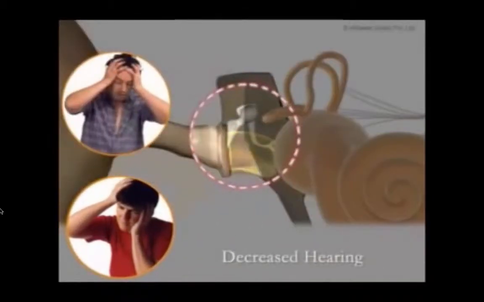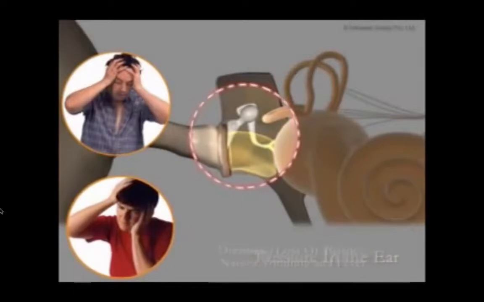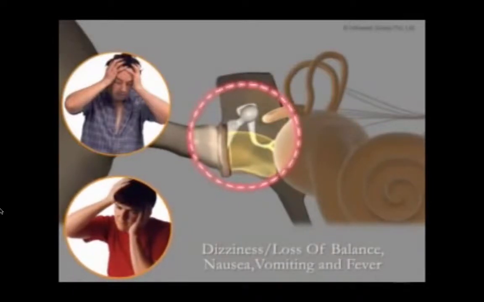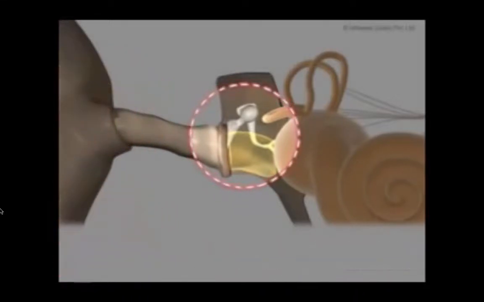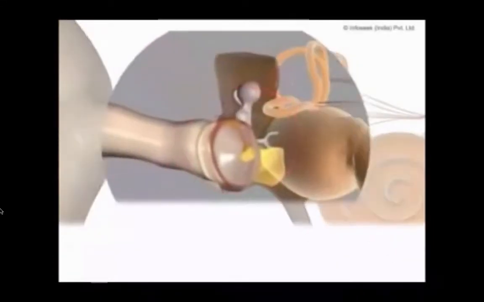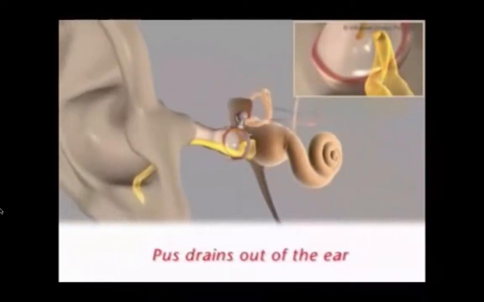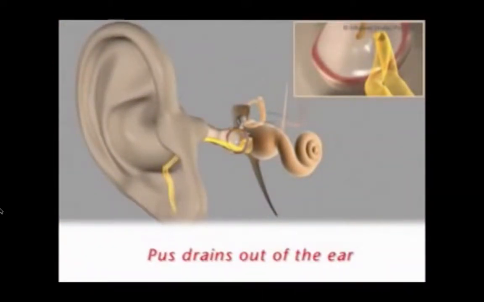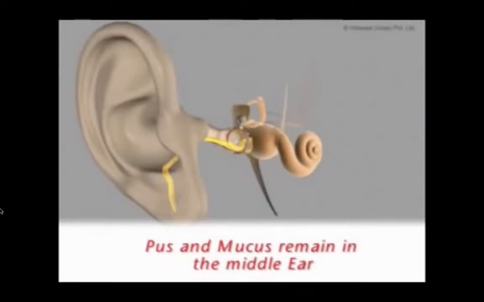Since the eardrum cannot vibrate properly, one has decreased hearing. Also, there is a feeling of fullness or pressure in the ear with dizziness, loss of balance, nausea, vomiting, and fever. Sometimes the eardrum ruptures and pus drains out of the ear. But more commonly, the pus and mucus remain in the middle ear due to the swollen and inflamed eustachian tube.